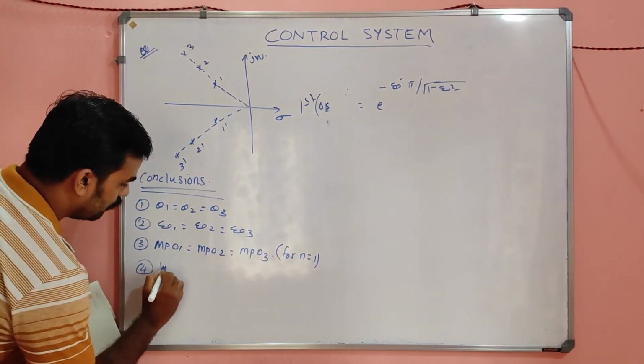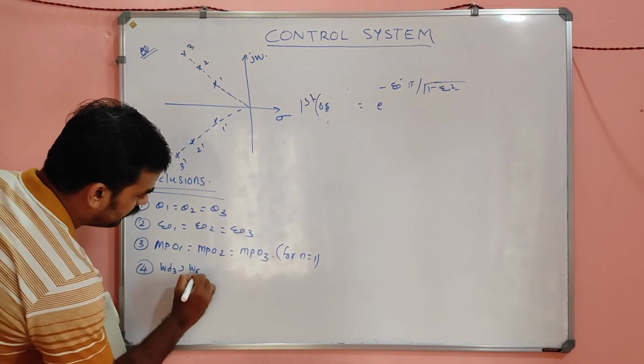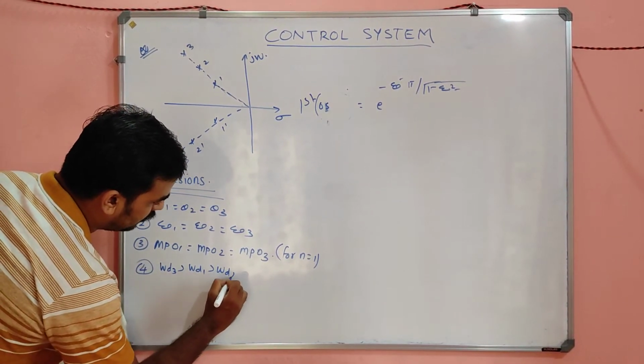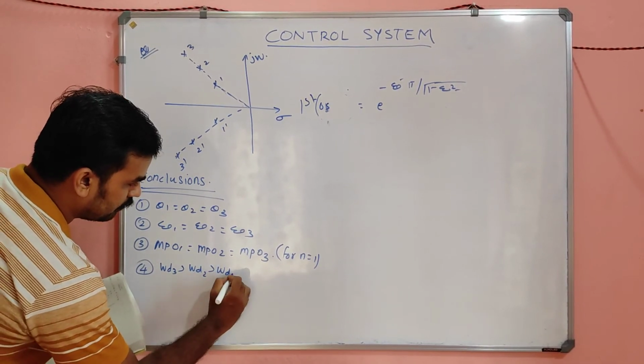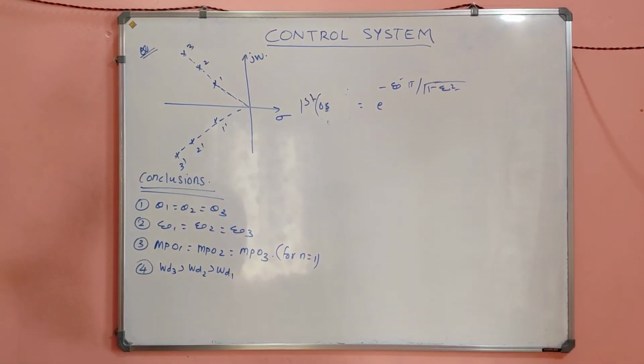Next, omega d3 greater than omega d1 greater than omega d2, right? That is the damping frequency, my dear. Damping frequency, how will it be? How will it be greater and greater?